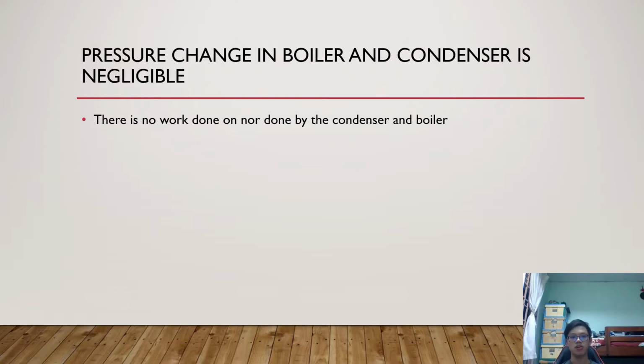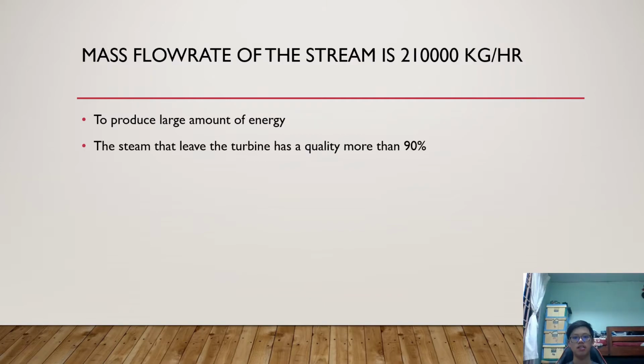The second assumption is the pressure change in the boiler and condenser is negligible. Since there is no work done by or done on the condenser and boiler, the pressure change is assumed to be approximately 0. The next assumption is the mass flow rate of the stream is 210,000 kg per hour.